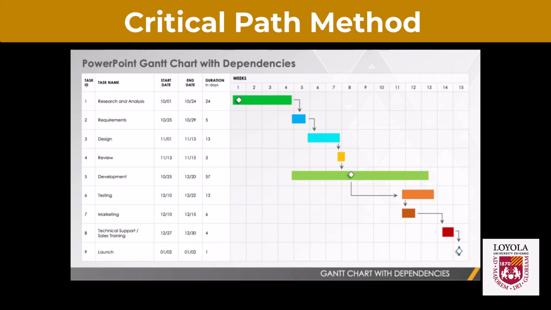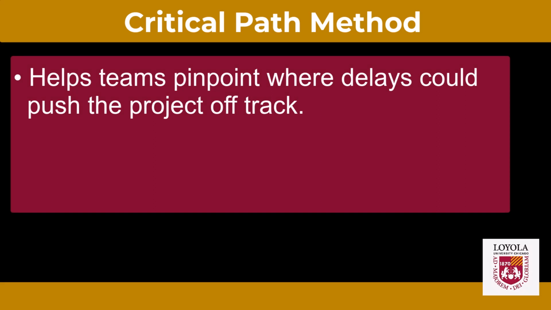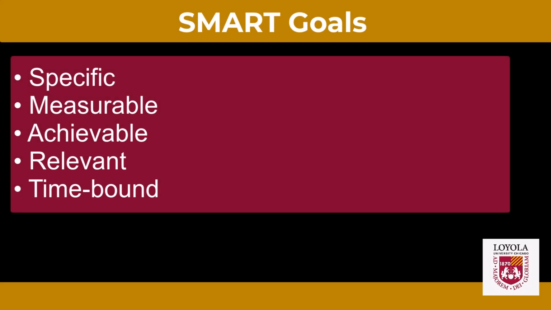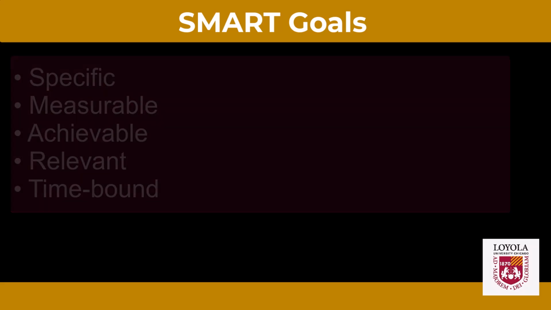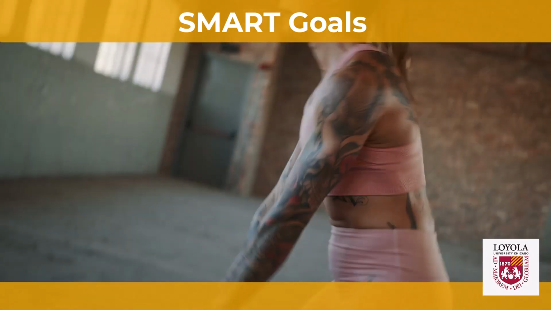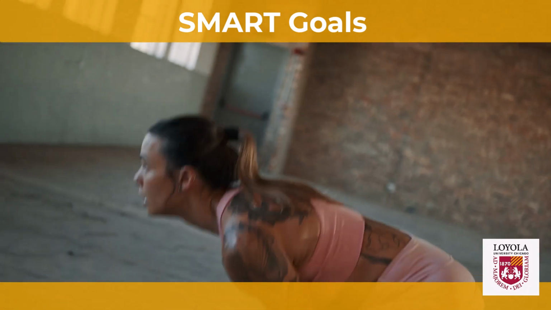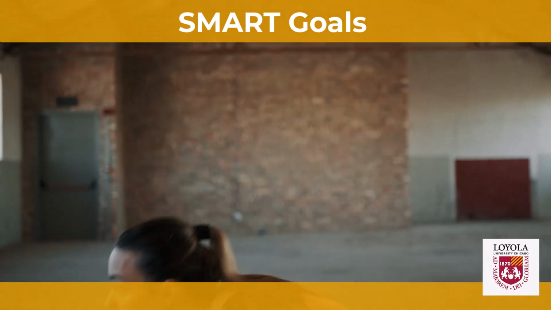An essential part of the Gantt chart is the Critical Path Model, or CPM. By identifying the longest sequence of tasks, it helps teams pinpoint where delays could push the project off track. Underpinning all of this is the essence of SMART goals: specific, measurable, achievable, relevant, and time-bound. Think of the Adidas mission to make sports sustainable. Clear goals mean clear direction.